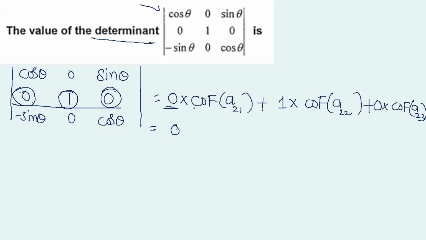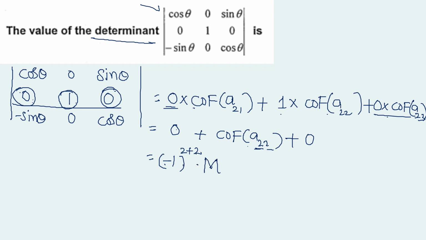So 0, plus 1 times anything is that product itself, that is the cofactor of a22, plus again 0 times the cofactor is 0. So finally we end up with the cofactor of a22, which yields minus 1 to the power of the sum of the indices, that is 2 plus 2, times the minor of that element, the minor of 22. That yields minus 1 to the power 4, which is 1. So 1 times the minor of 22 is the minor of 22 itself.